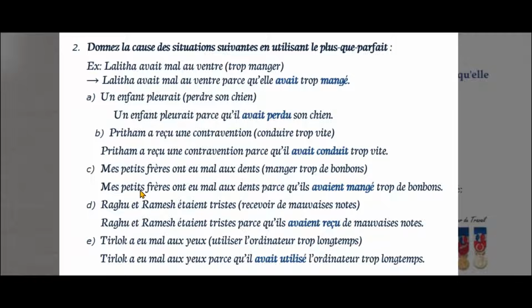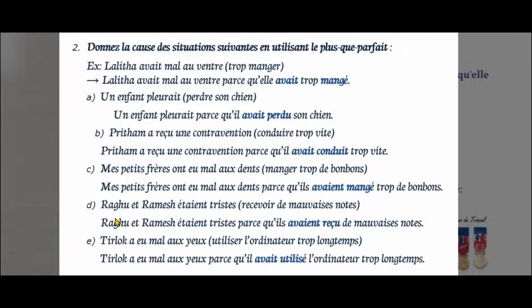The next sentence, my little brothers had toothache because they had eaten too many candies. So now here you can see that it is in the plural form, my little brothers. So therefore we have ils here, and before that put the expression of cause, parce qu' with the apostrophe, followed by the imparfait of avoir, which is av, followed by the imparfait ending aient, and it's an ER verb, so you just have to cut ER, add é, and then the remaining sentence. So my little brothers had toothache because they had eaten too many candies, sweets.